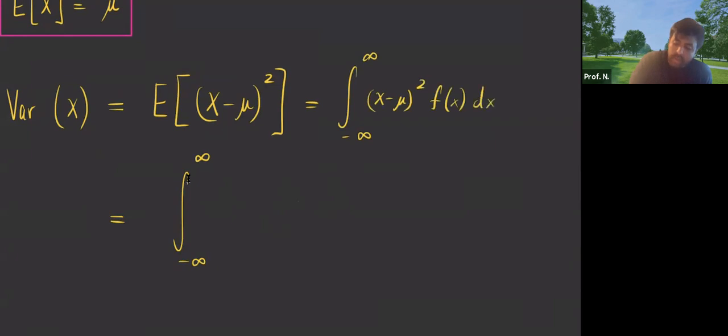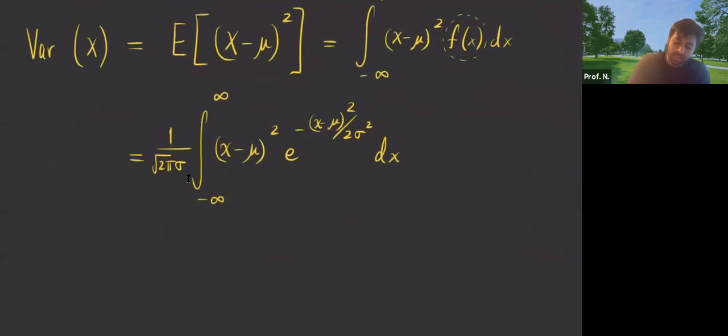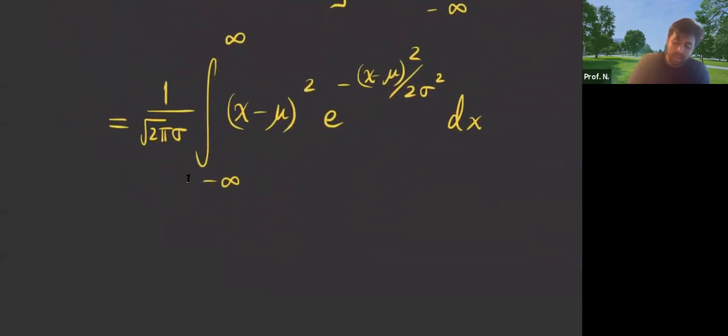That's by definition. And what is f of x for the normal random variable? It's that whole monstrosity that you would see, right? So 1 over the square root of 2 pi sigma, multiplied by e to the negative x minus mu squared over 2 sigma squared, dx. So that's the formula.